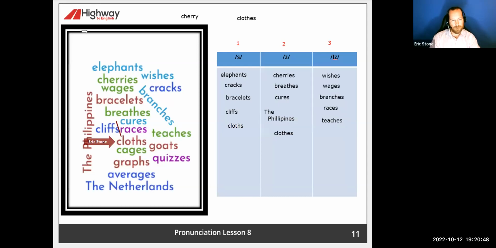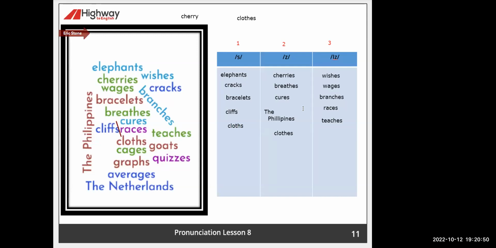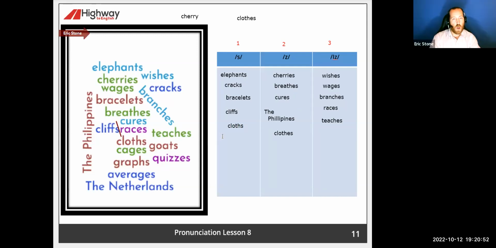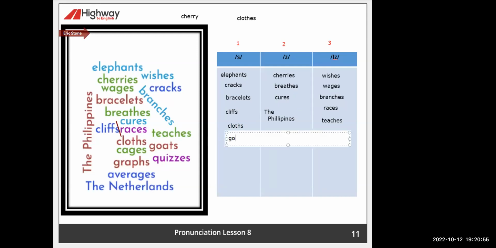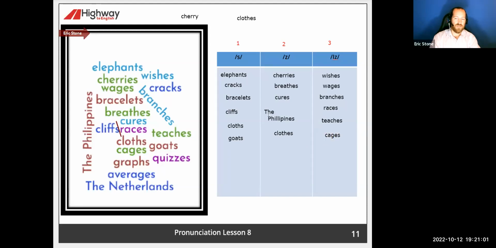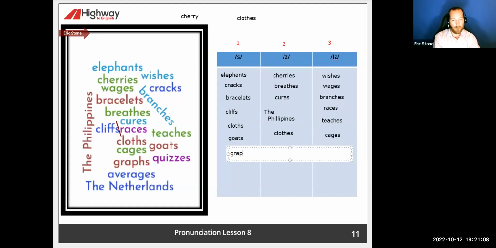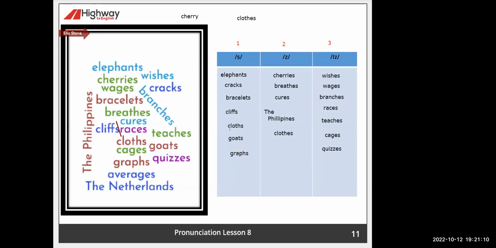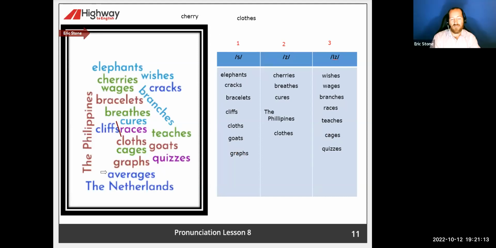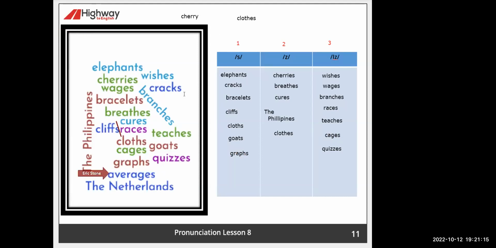Goats, the first one. Good, but it's pronounced goat. Goats. There you go. Cages, third one. Quizzes, third one. Graphs, first one. Averages, third one. You're still correct about that.